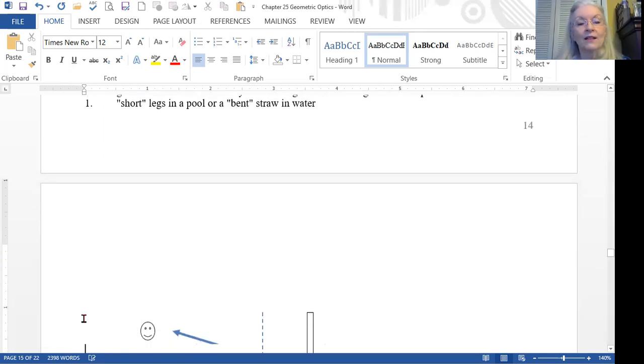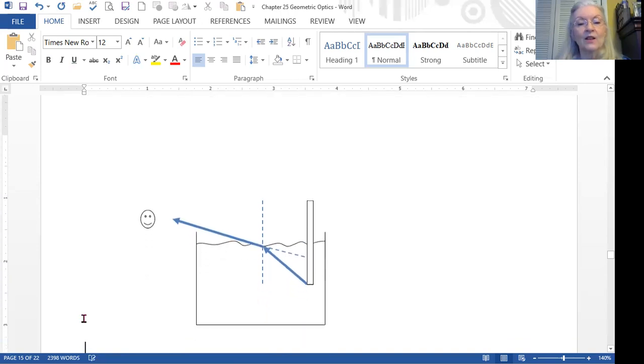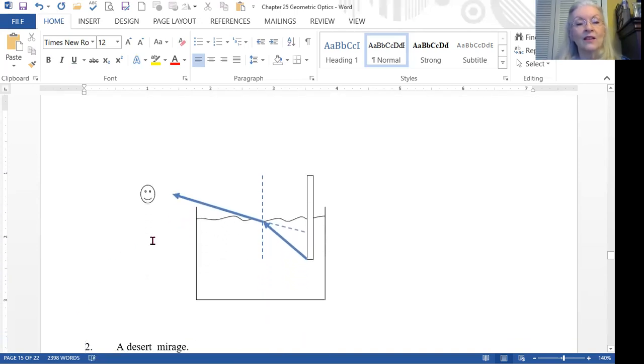Let's look at a couple of drawings to see if we can make some sense out of this. So this first one is meant to be the straw in the glass of water. You're out here looking at your glass of water. Here's our straw. Light from the bottom of the straw comes and it hits the surface. This tall vertical line that's dashed is our normal to the surface. So the liquid will be more dense than the air and have a greater index of refraction. So when light goes from high index of refraction to low, it bends away from the normal. So I know it's going to come in and bend away from the normal.